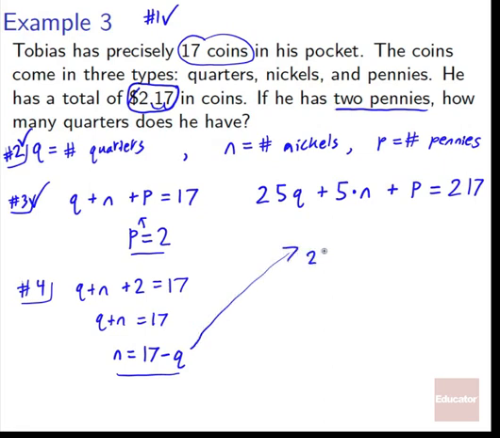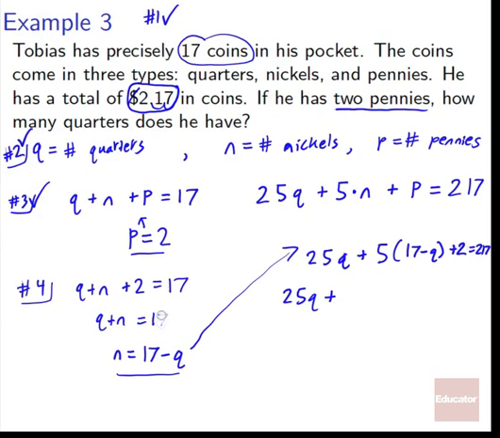So 25Q plus 5 quantity, remember we have to substitute with quantities, 17 minus Q plus P equals 217. Hey, do we know what P is? Yeah, we sure know what P is. P is just 2. So 25Q will distribute that 5 plus 5 times 17. 5 times 17 is 70, whoops.